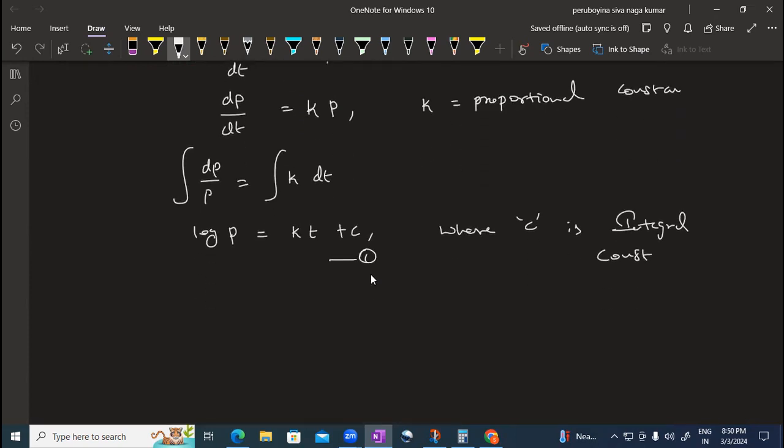This is the general equation of the problem. Now we will move to initial conditions. T is equal to 0, say P is equal to P naught. Then from first equation, it will be log P naught is equal to K into 0 plus C.